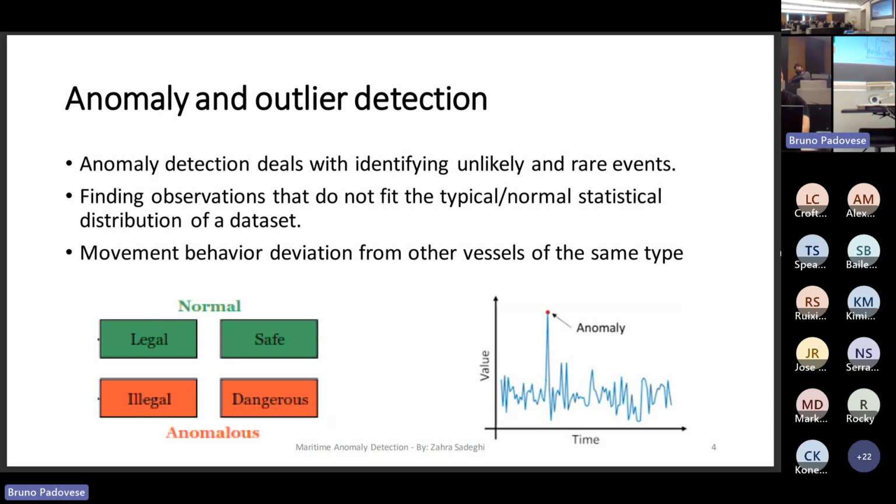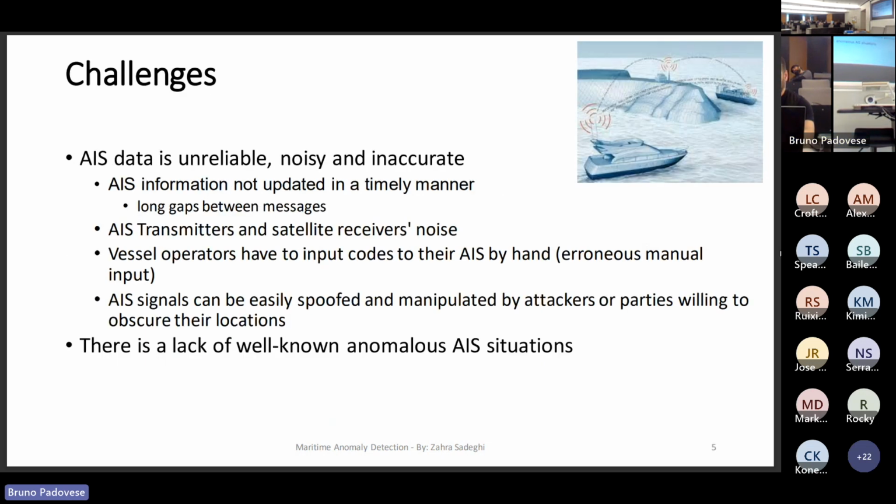Also, on the bottom side of the slide, you can see a figure that shows what anomalous points look like in time series data. But this problem is very challenging, and much of the challenge is about the AIS dataset itself, because the AIS dataset is inherently unreliable, noisy, and inaccurate.